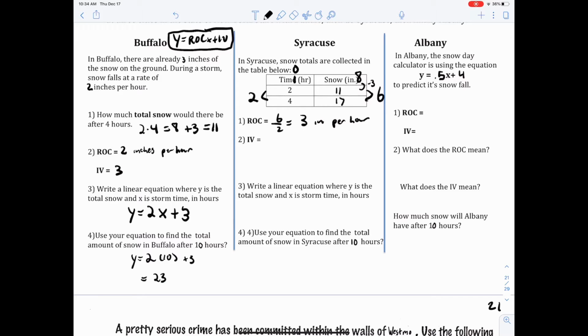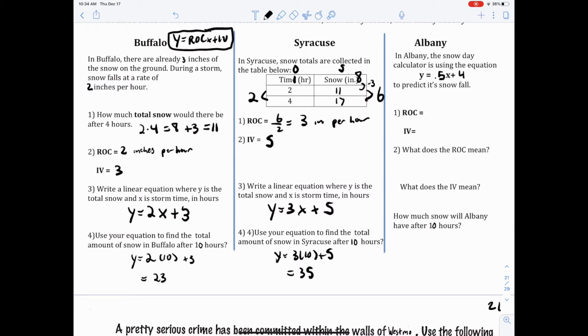And then 0 hours, well, we got to go back another 3. Those 3 inches that are falling every hour haven't fallen yet, so we're going to take that away. That'd be 5. Our equation is going to be y equals the rate of change, which is 3, times x plus the initial value, which is 5. So then we want to use our equation to find how much snow after 10 hours. We're going to plug in 10, and you should get 35.